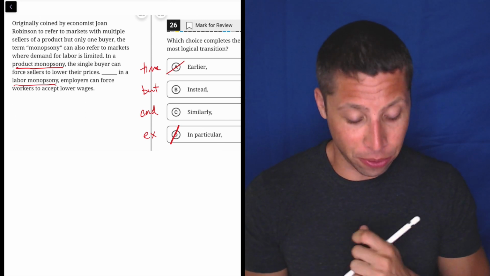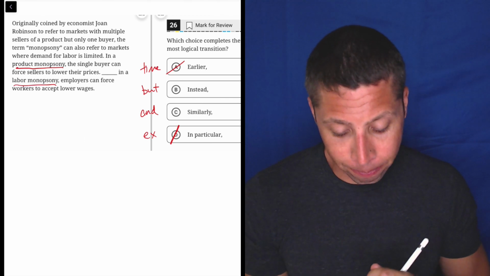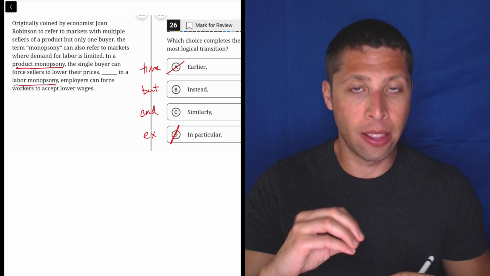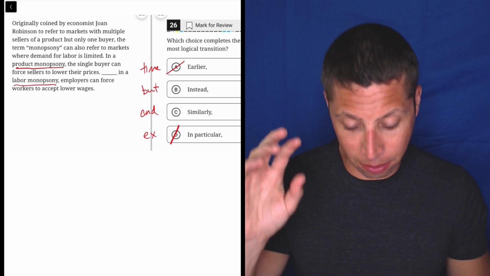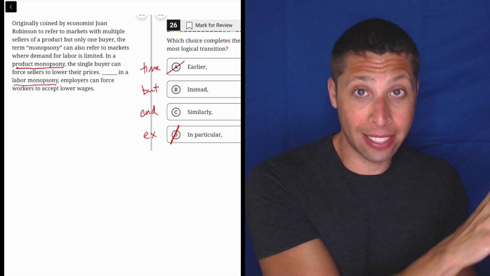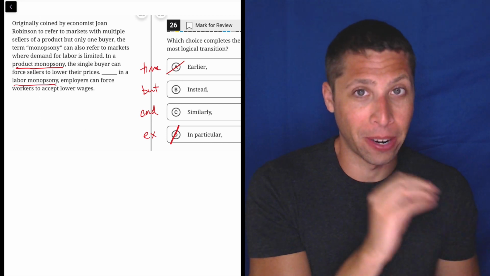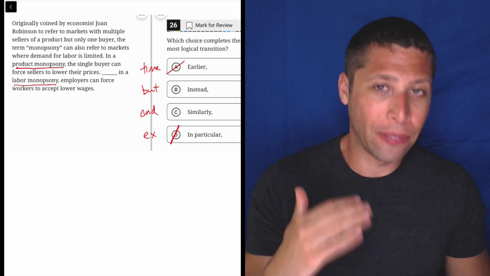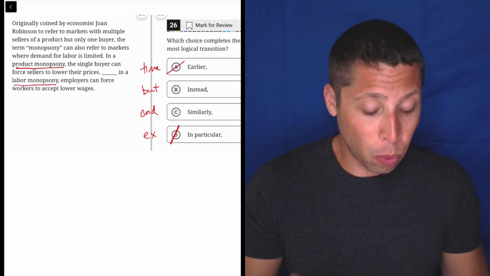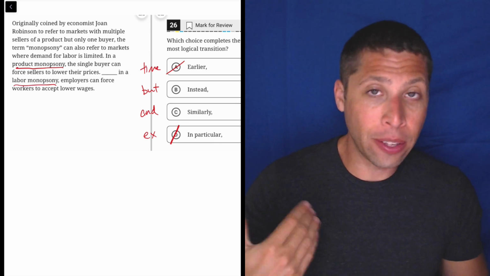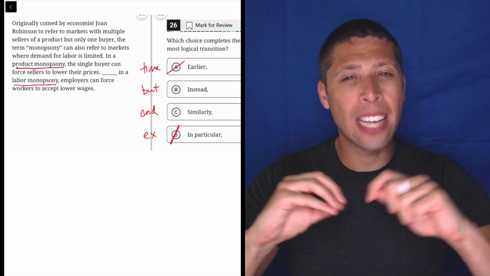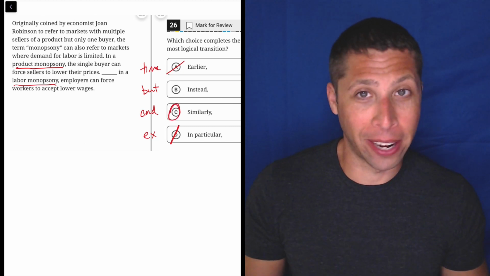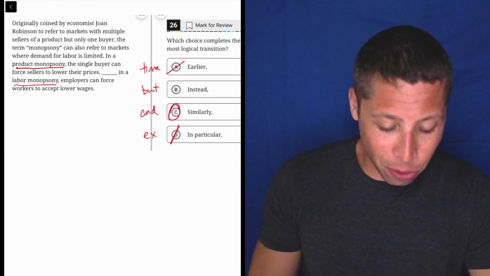However, I think a lot of you are going to get a little tricked by this. Do you think that, okay, because there's two examples, it's like this type is a product monopsony, but this type is another type of monopsony, right? So the but, I think, seems like it fits in here. But what they're trying to do is to say how these two things are similar, right? They're different types, but they're both monopsonies. So C is the answer here.